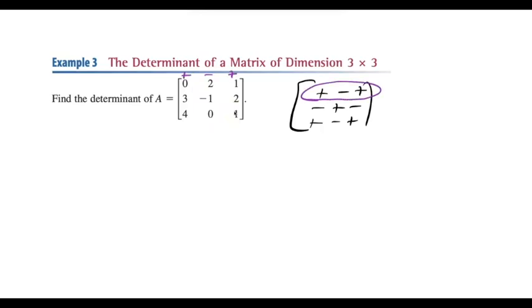Okay, so the first one, I would circle the 0 and cancel its row and column. We're going to have +0, and look what's left over: -1, 2, 0, 1. That's the first one. And then we're going to move on.